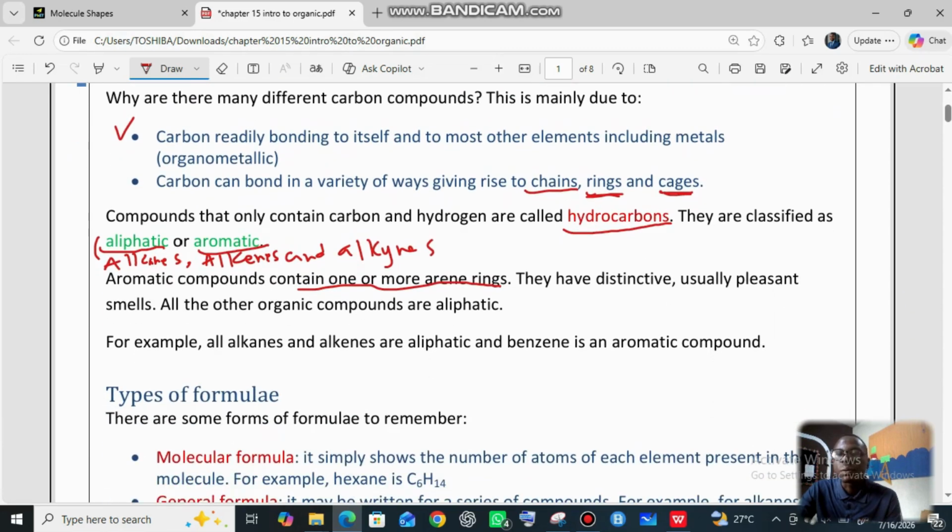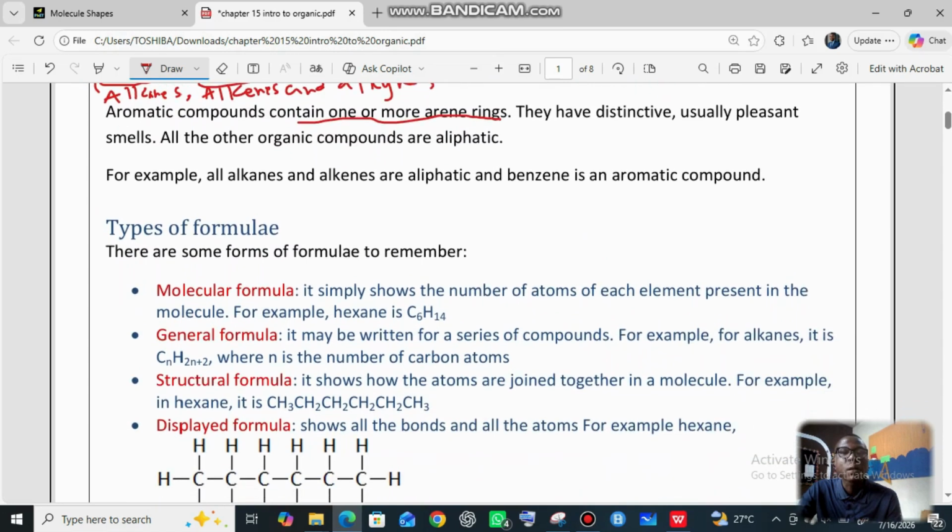Now, how do you represent organic compounds? There are different ways they can be represented. These are types of formulas, or ways that they can be remembered or represented. The first one is the molecular formula. The molecular formula shows the number of atoms present in a molecule of an organic compound.